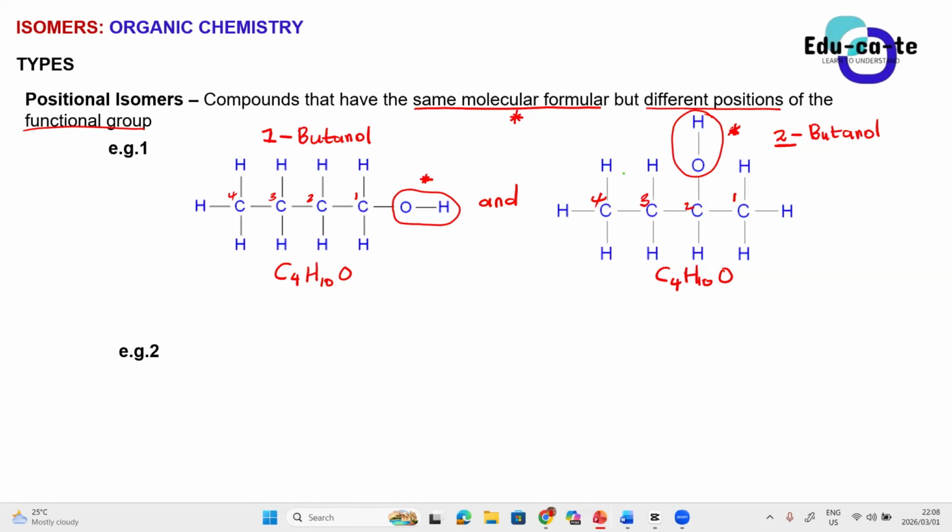Yes, sir. Okay, so guys, this is just by definition. By definition, we just say that they are found on different positions of the functional group, right?